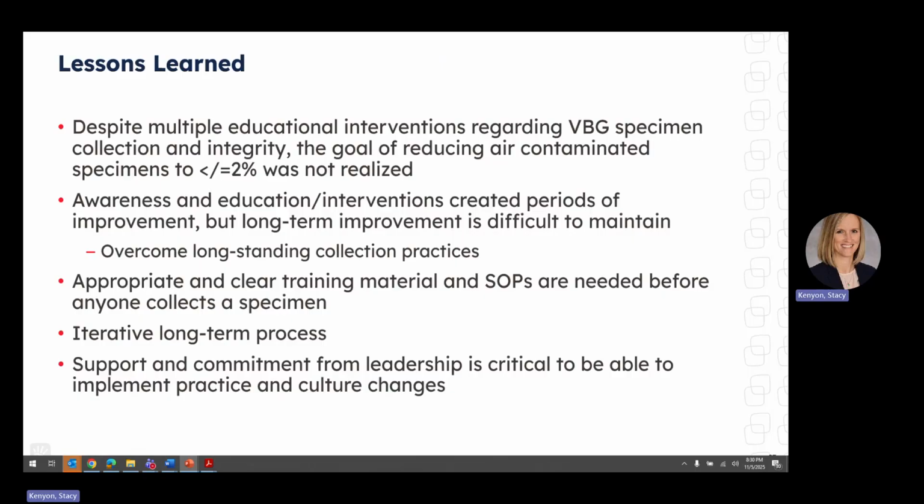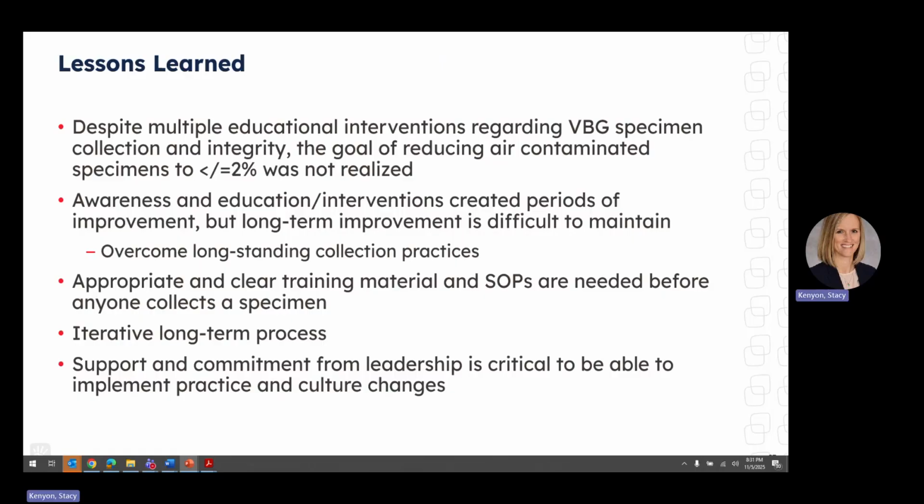And even after we implemented these new training materials that were part of the project, all specific to blood gas specimen collection, it was not a requirement for new employees to go through this training before they collected a blood gas specimen. So we discovered this during our direct feedback phase of the interventions, where many of the specimens that were collected and had air contamination were actually collected by new employees, and they hadn't received the training.